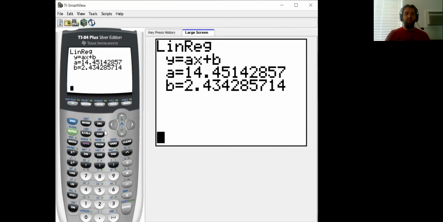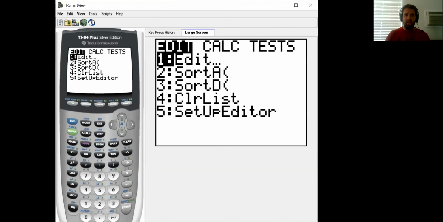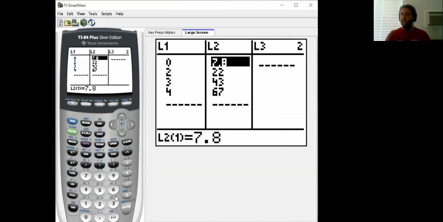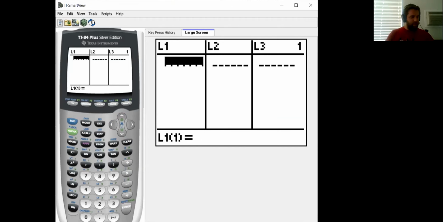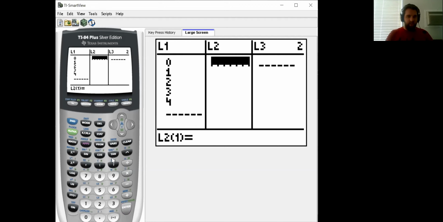As a reminder, you want to go into Stat and Edit in order to plug in these points. To clear them out, you just go up to the top and hit Clear, then Enter. Then over to the other one, Clear, Enter. We're looking at this in terms of years since 1997. So 97 was year 0, 98 was year 1, 99 was year 2, 2000 was year 3, and 2001 was year 4.